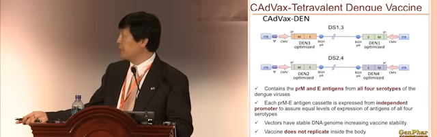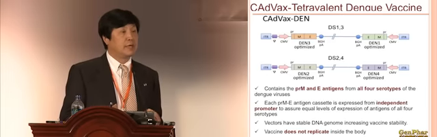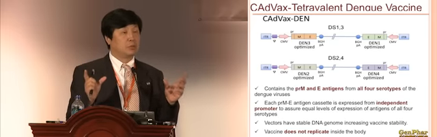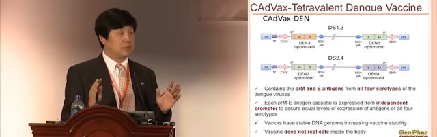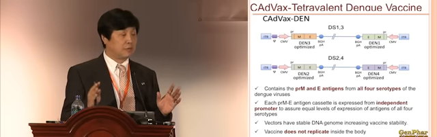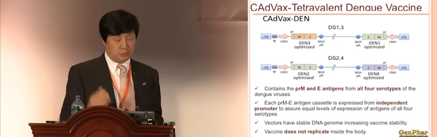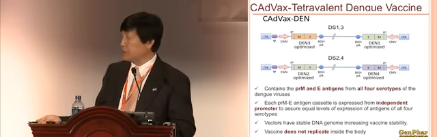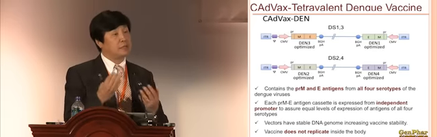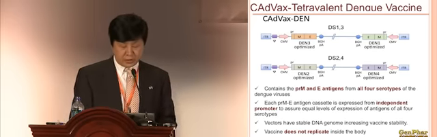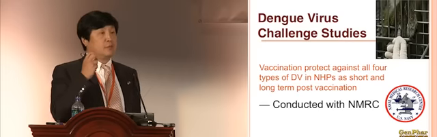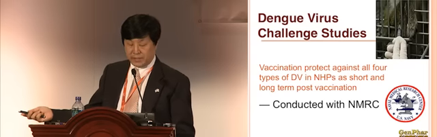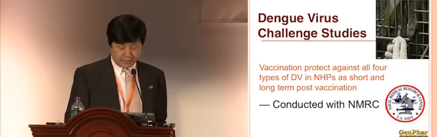Because they are driven by identical promoters, identical antigens, and identical genomic locations, they are supposed to produce an identical or similar level of immune response. I will show some data actually consistent with the other experiment. For the pre-M and E antigens of the 4 dengue serotypes, the antigenicity is actually not equivalent among the 4 serotypes. But with this mechanism, the challenge experiment was done by the US Navy at NMRC, the Naval Medical Research Center.